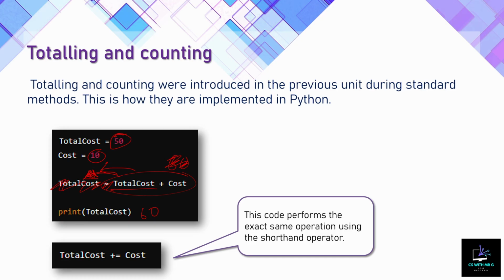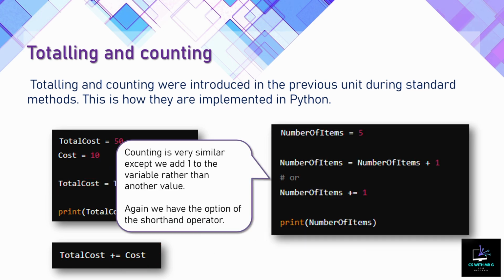And just as a reminder, in Python, you can shorten this part of the code and just put total cost plus equals cost. In pseudocode, you have to write the full thing, but in Python, you can use plus equals. Counting was very similar. However, we are simply incrementing by 1 or counting something within the program and keeping track of it that way.